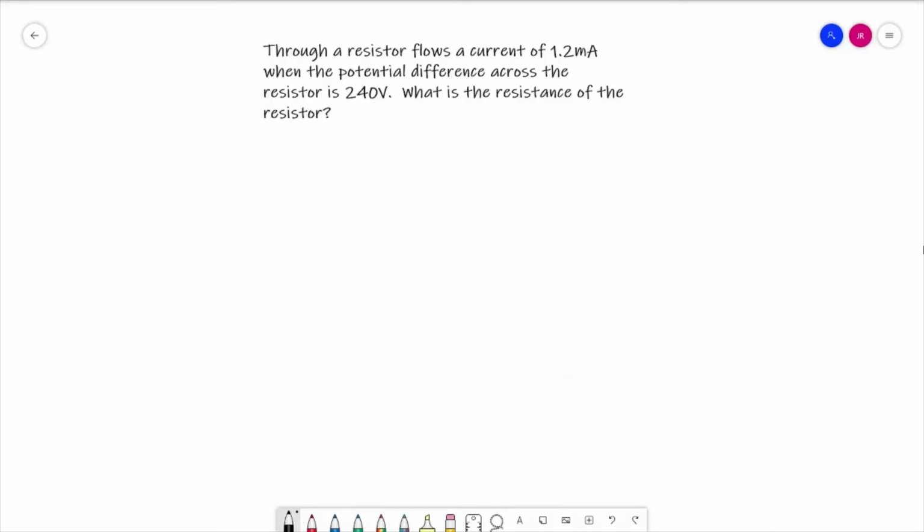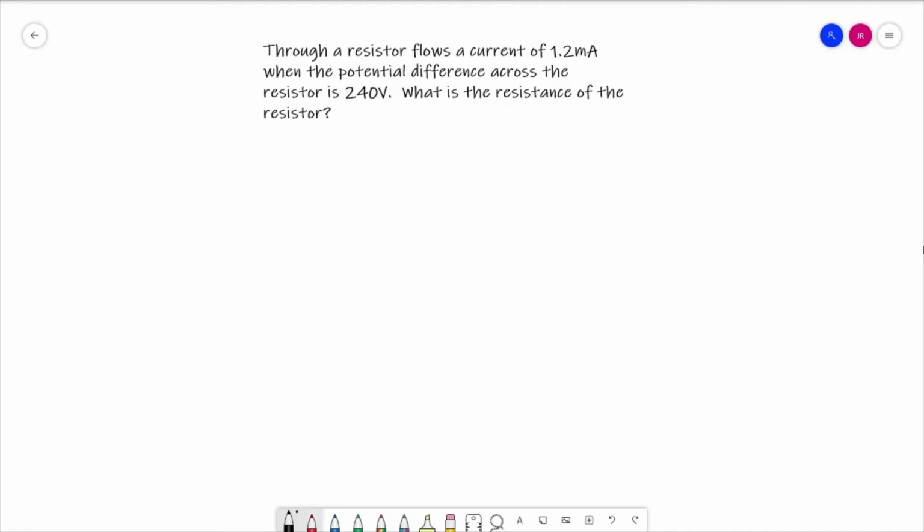So here then is a question for you to try. Through a resistor flows a current of 1.2 milliamps when the potential difference across the resistor is 240 volts. What is the resistance of the resistor? So at this point, please pause the video, have a go at the question yourself, and once you've got an answer, come back and resume the video and we'll go through it.